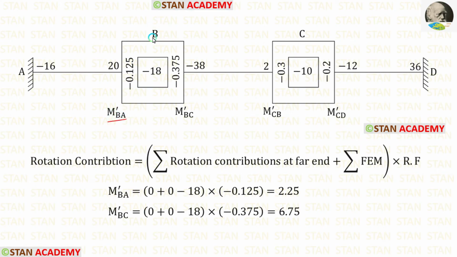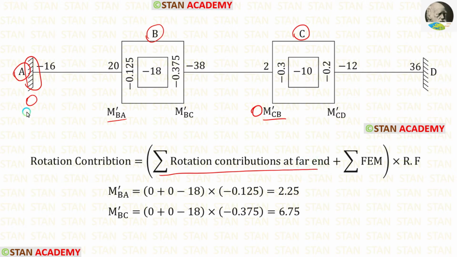M dash BA is located in the joint B. For the joint B, the far ends are the point A and the point C. In the point A, we have a fixed support. In the fixed support, the rotation contribution will be always 0. In the point C, initially M dash CB will be 0. So for the summation of rotation contributions at far end, we have 0 plus 0. The summation of fixed end moments is minus 18. The rotation factor for BA is minus 0.125. Finally, for M dash BA, we are getting 2.25.